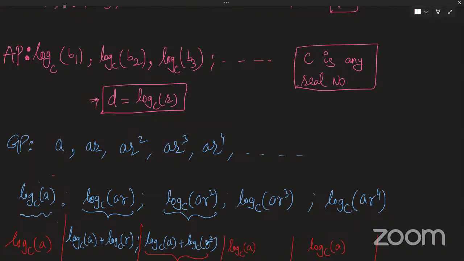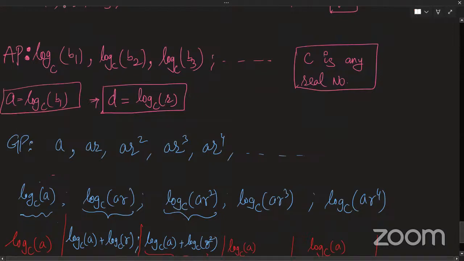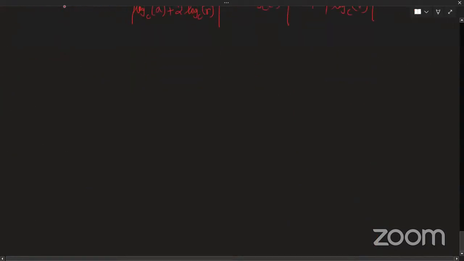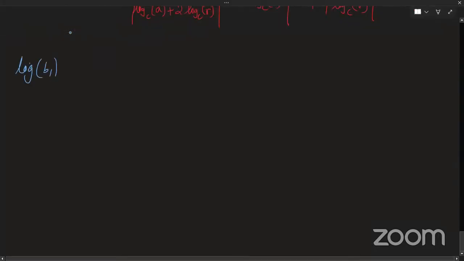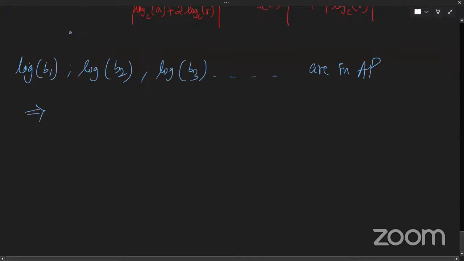Correct. And what will be my first term here? First term is very clear, it is log B1, sir. So basically, if tomorrow I come to you and tell you that log of B1, log of B2, log of B3, like that, many numbers are in AP with common difference equal to log of 2, what do you infer from this? What does this thing mean?